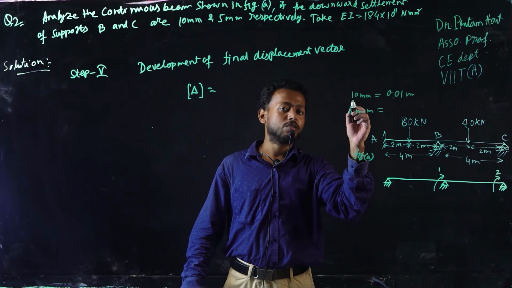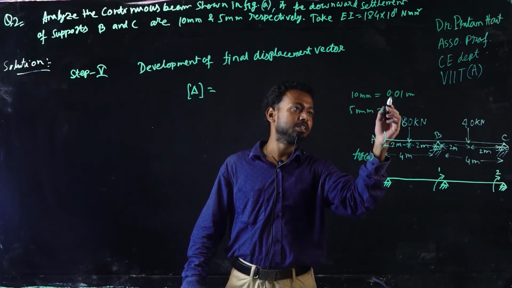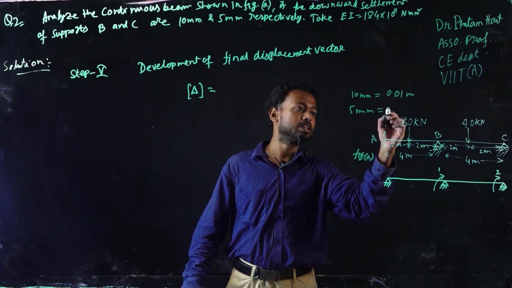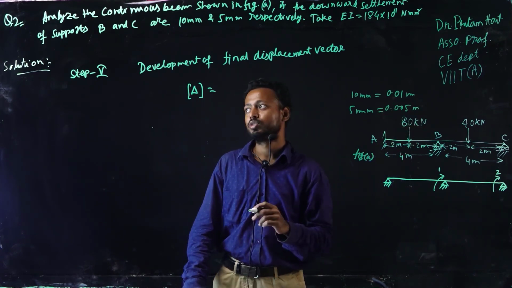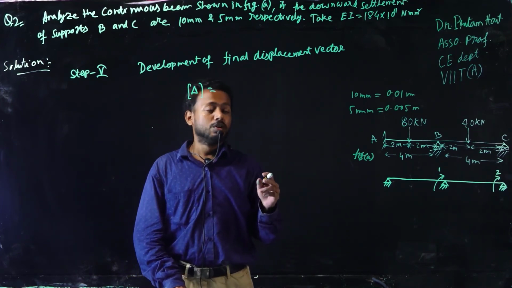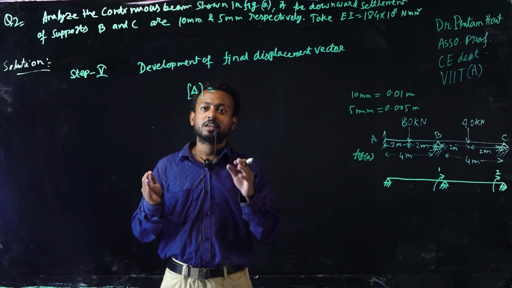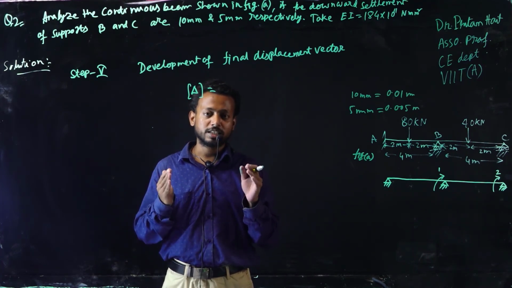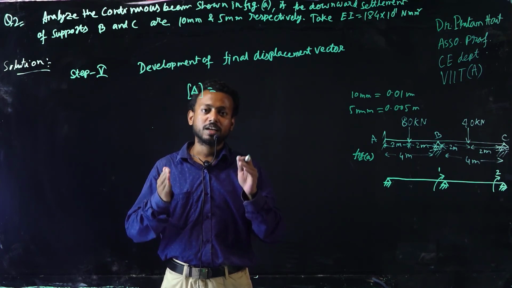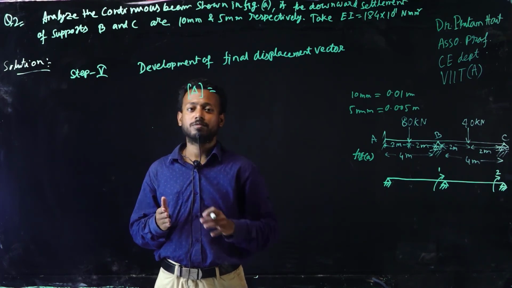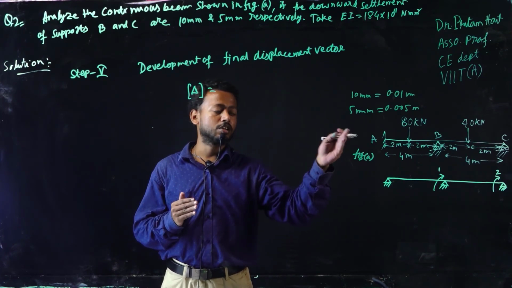First I will convert this millimeter to meter. So 10 mm means 0.01 meter and this is 0.005 meter. Okay, now let's solve the problem. So what I told in the last problem: if in the question a settlement term is given, the entire problem will be the same except step number 5. In step number 5 only you have to consider the effect of settlement.